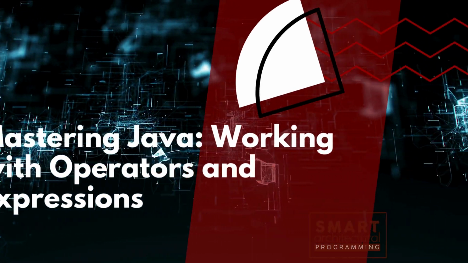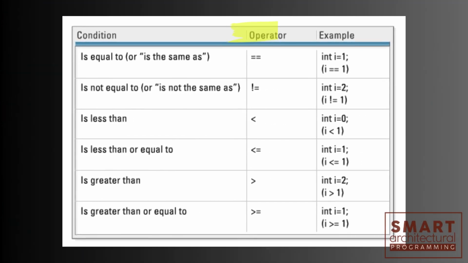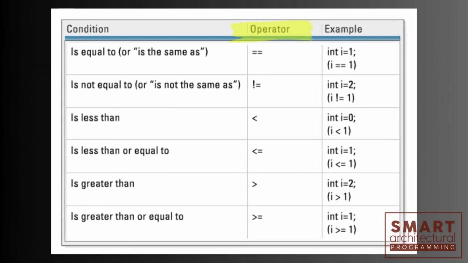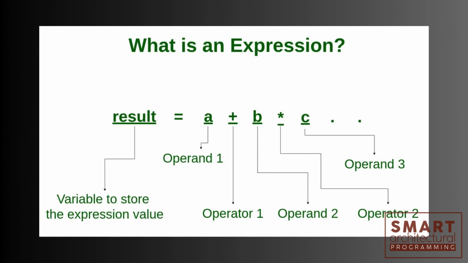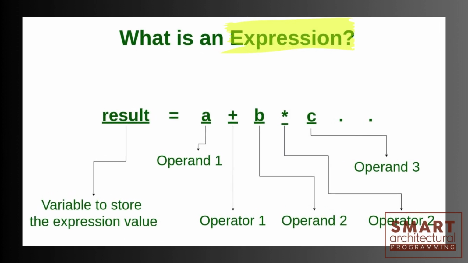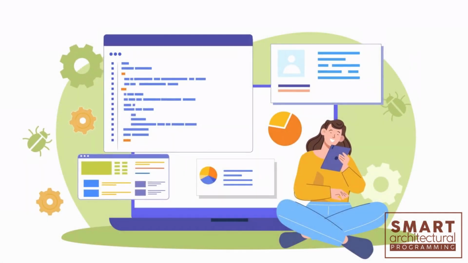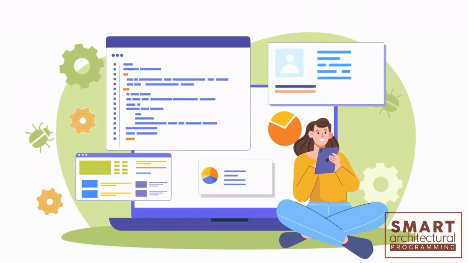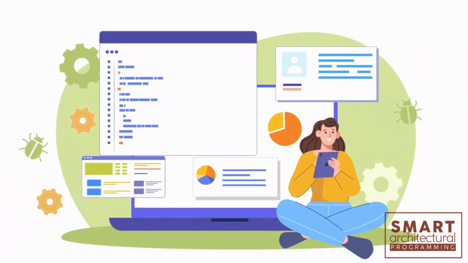So, let's dive in. Operators in Java are symbols that perform operations on variables and values. Expressions, on the other hand, are combinations of variables, operators, and literals that evaluate to a single value. Today, we'll explore various types of operators and expressions in Java and how they can be used in your programs.